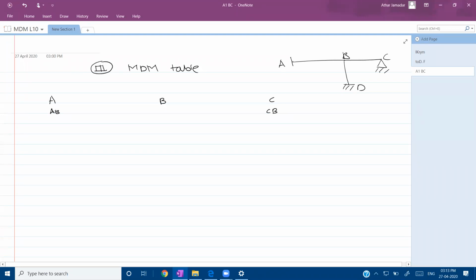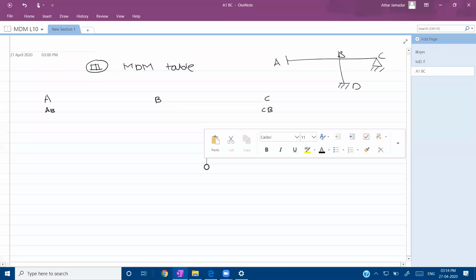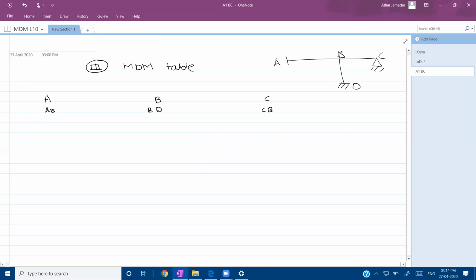Now at support B there are 3 members meeting. First one is BA, next one is BD and third one is BC. Out of that, BD is the column member. So whenever at a single joint 3 members are meeting, whatever column member is present, you should write at the center. So BD will be just below B. On the right hand side there will be BC and on the left hand side there will be BA member. This is useful in writing down your distribution factors.